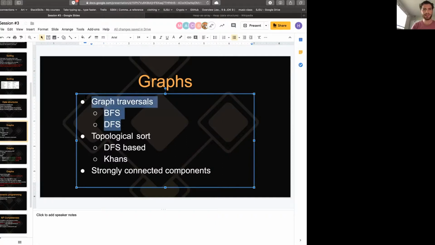So that's the graph traversals. Then after we finished knowing how to traverse a graph, we start looking at topological sort. And with topological sort, we realized later on that it's important to know how to topologically sort a graph, specifically for the programming assignment for the job scheduling.